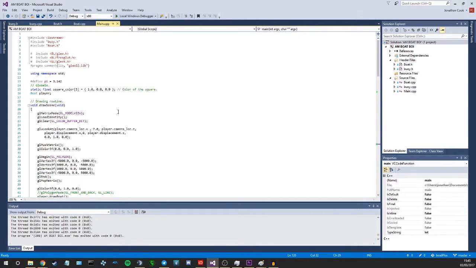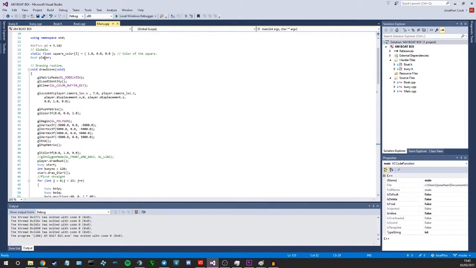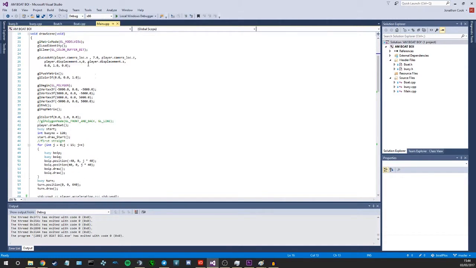Now, in the main bulk of the code, we create an object of the class boat. This would be the player. As we draw the scene, we have the camera move to the camera location, which is set in the boat class. This function here is what actually moves the camera. So it moves the camera with the boat, and it will continue to look at the center of the boat.